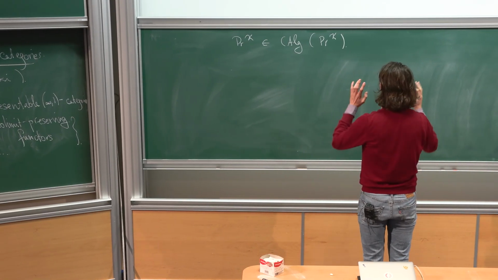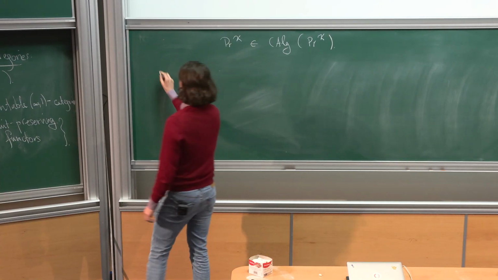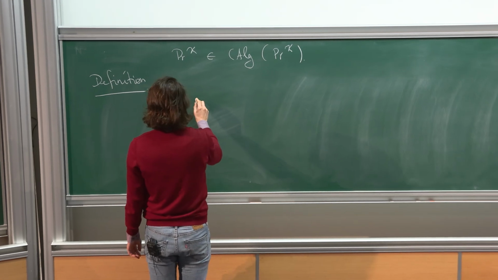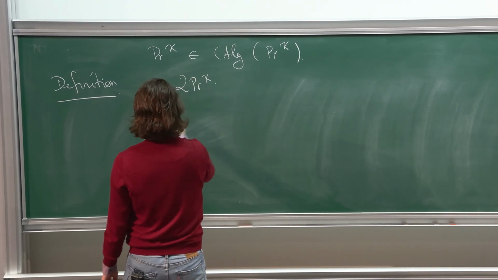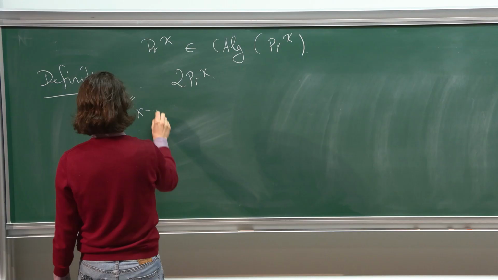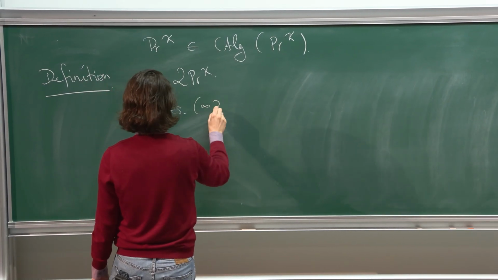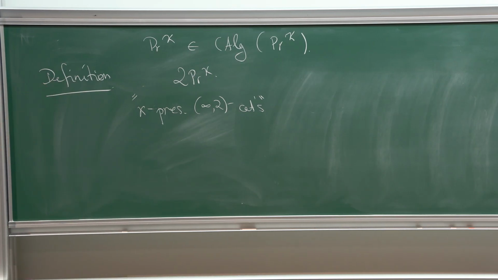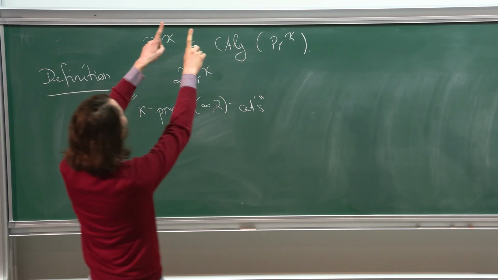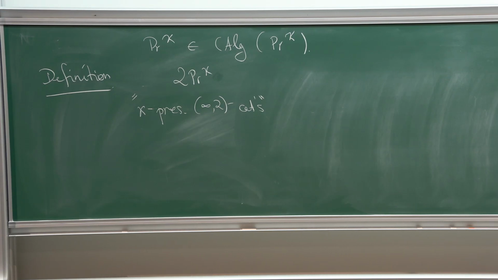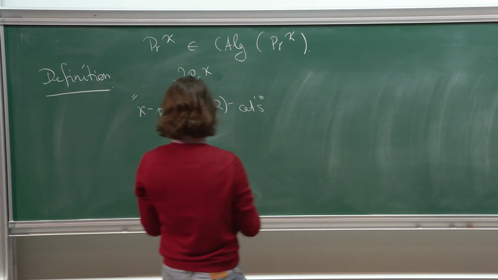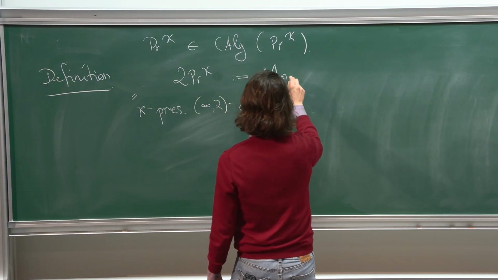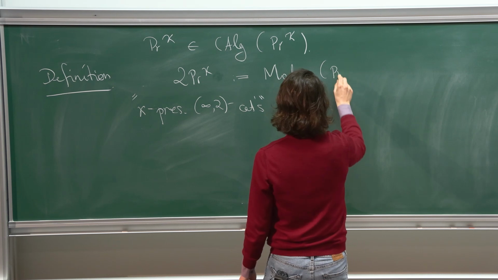Well, and now we can do algebra one level higher. And define 2PR kappa, what you think of as kappa presentable infinity 2 categories, as being categories enriched in categories. Yeah, but I think this is the first instance where you have a category of categories that contains itself. Okay. It exists. Okay. Kappa presentable infinity 1 categories. You can just define this to be modules over PR kappa in PR kappa.